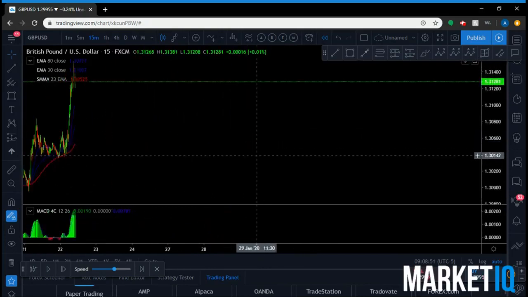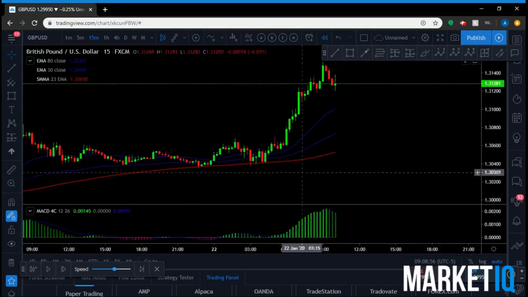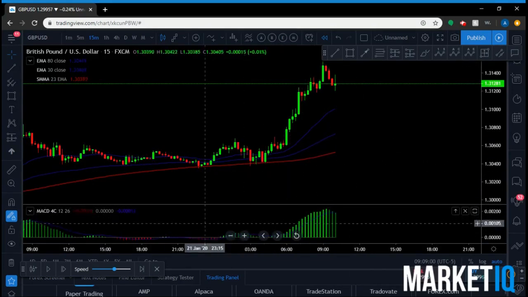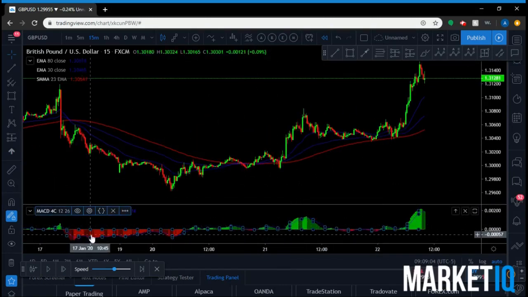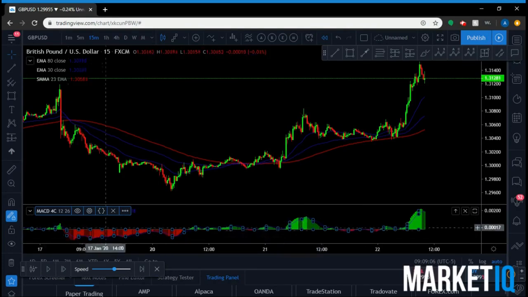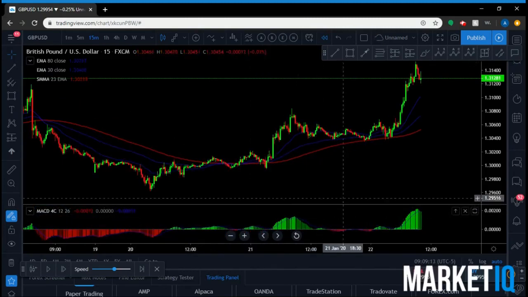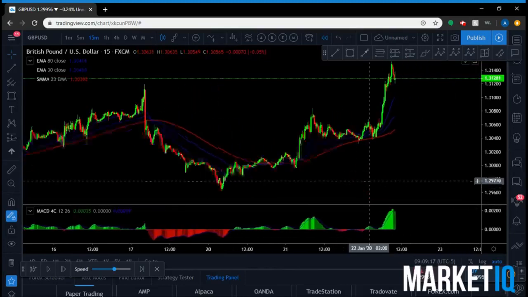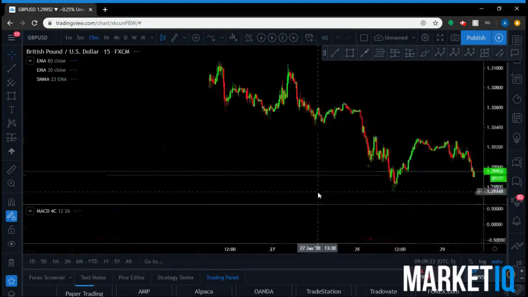Okay. So the signal line, let me zoom in on my MACD here. The signal line is this blue line that's going through here. And then the green and red, I'll call them mountains and valleys. The green and red mountains and valleys, that is called your histogram. And this shows the momentum in the market at that time.